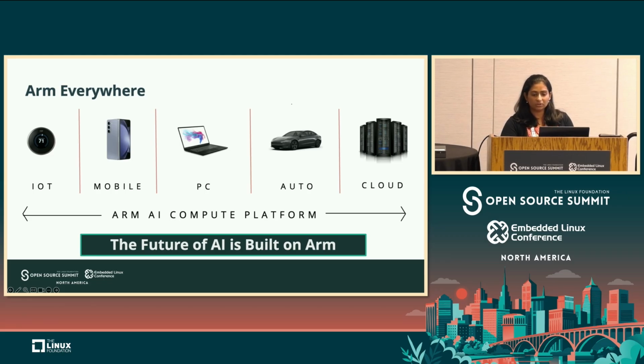ARM is uniquely positioned because it is not limited to one place in the compute stack. I'm pretty sure most of you here have at least one device which is running an ARM processor. So ARM is everywhere, from sensors and smartphones to laptops, vehicles, edge devices, data centers, and cloud platforms. As AI moves from being centralized and experimental to being embedded in everything that we use, the reach really matters. So that's why I have the future of AI is built on ARM.